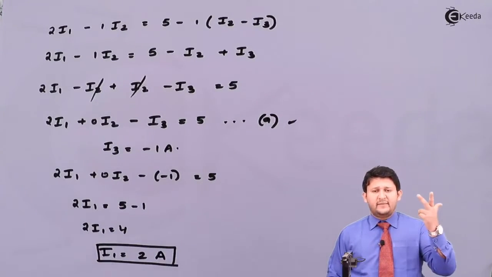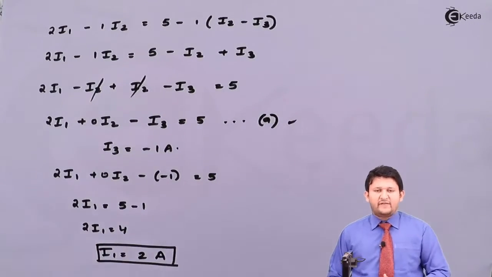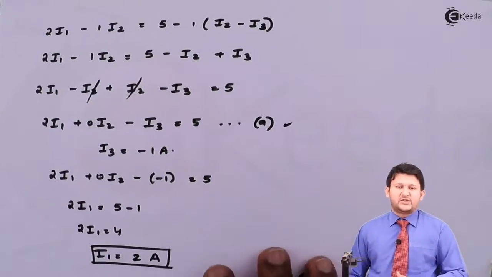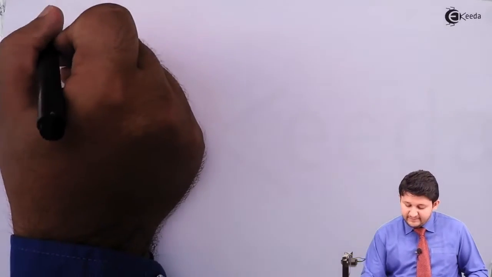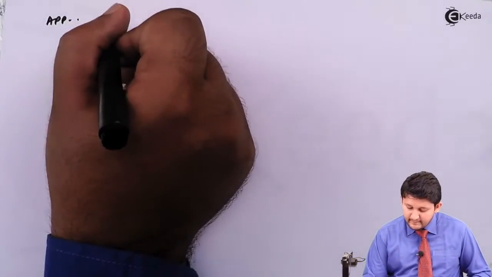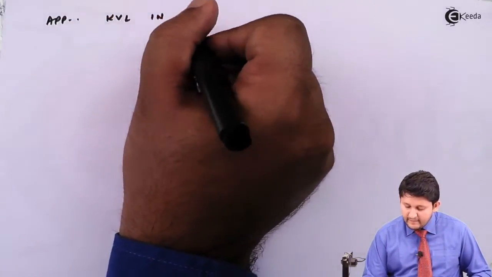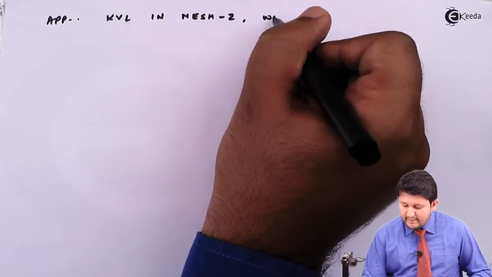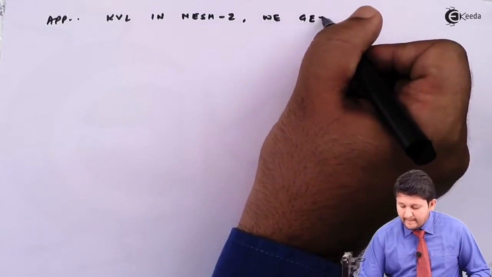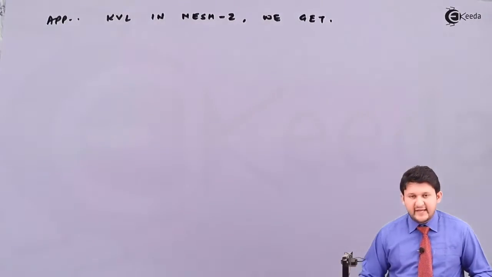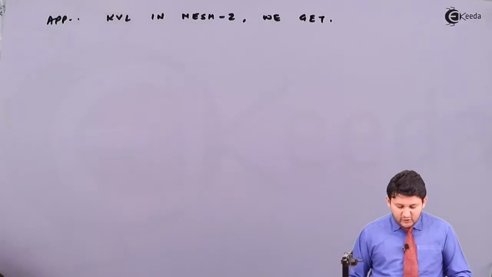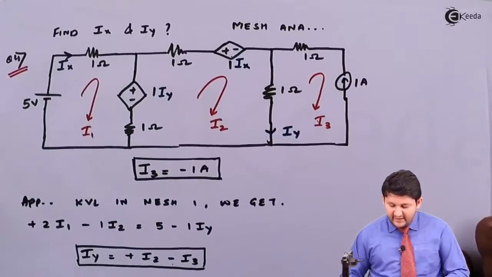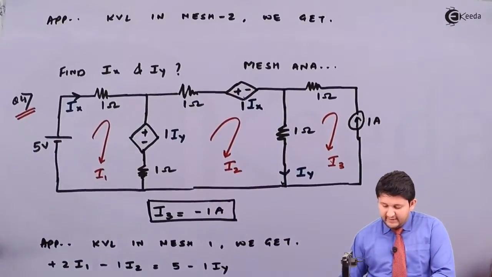The only thing remaining is I2. So let's solve by applying KVL in mesh 2. Let's observe the circuit carefully in mesh 2. It will help you.